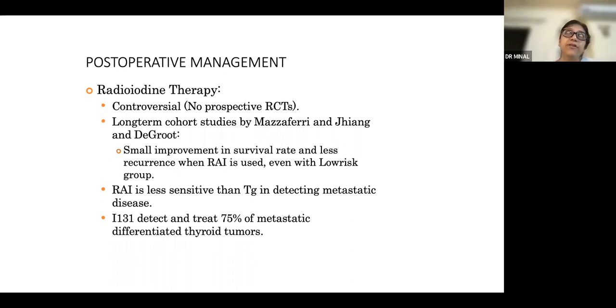Post-op management, after surgery, you can also go for radiotherapy, though it is controversial. Some decide it, some go for it, some don't go for it. You can go for some studies. They have shown some small improvement after the surgery if RAI is given. RAI, though it is less sensitive than thyroglobulin in detecting the metastatic diseases, iodine 131 detects and treats 75% of the mets.